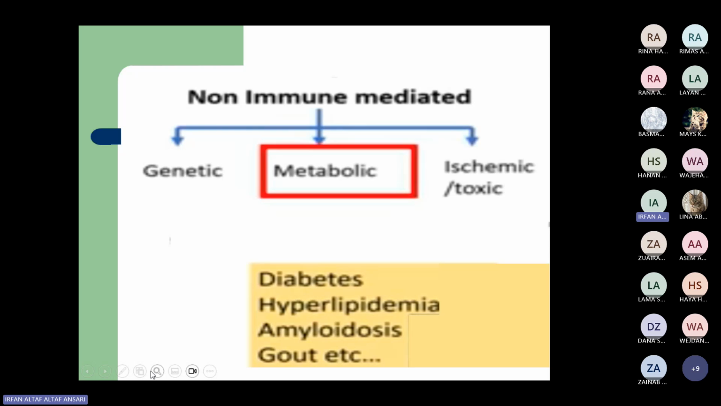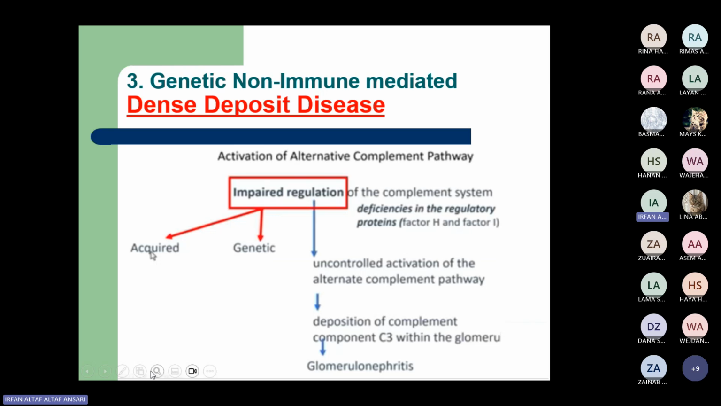Metabolic causes for the non-immune mediated type: you have diabetes, hyperlipidemia, amyloidosis, gout. In the genetic type, there is activation of the alternate complement pathway. So just remember only that the genetic non-immune mediated glomerulonephritis is known as dense deposit disease, and there is activation of the alternate complement pathway. Only these three points are enough for you at your level. Someone who wants the detailed explanation can read this.